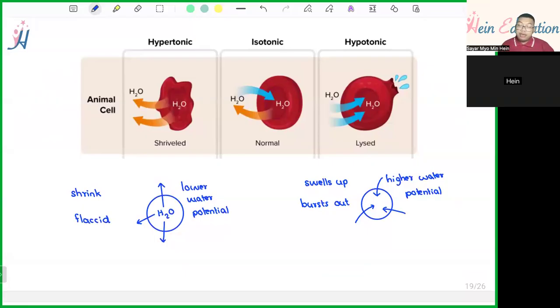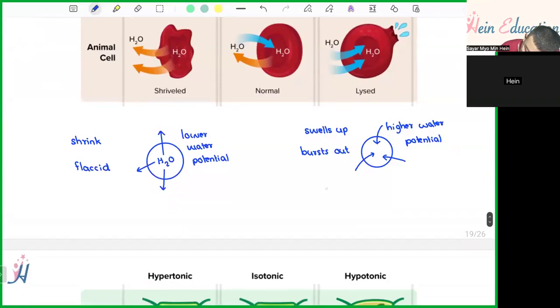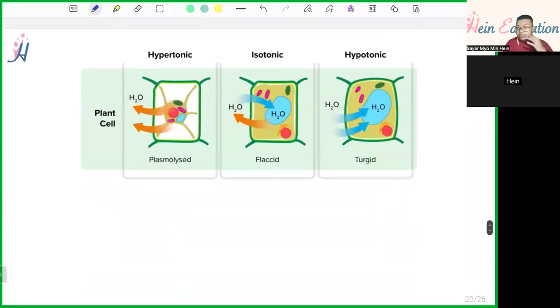I forgot the term that we use when the cells swell up, and it's also known as turgid. It will get larger, swell up, and it is known as turgid. So you need to be familiar with the terms turgid and flaccid, and also bursting, shrink, and everything. Turgid means when water enters the cells and they swell up, and when the water moves out of the cells and they shrink, that is known as flaccid. This is the example for animal cells. But there will be another scenario when we talk about the plant cell, because a plant cell has a cell wall.